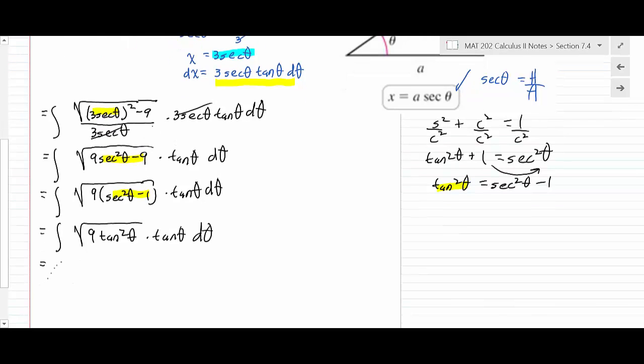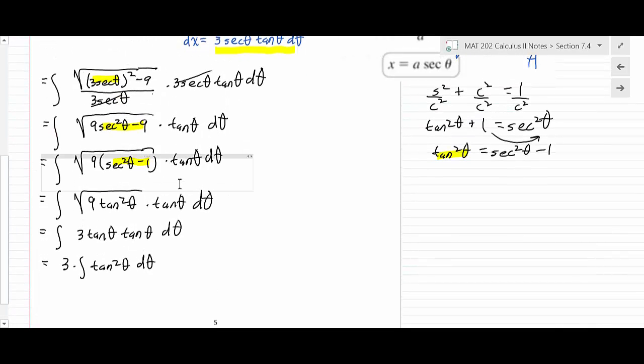Okay, 3 tangent theta. So that's going to give us the integral of 3 tangent theta times tangent theta d theta. Then you can bring the 3 out since it's a constant. So that will give us 3 times the integral of tangent squared theta d theta. All right, so that is the trig substitution part. Now we're ready to integrate. Is that clear to everybody?